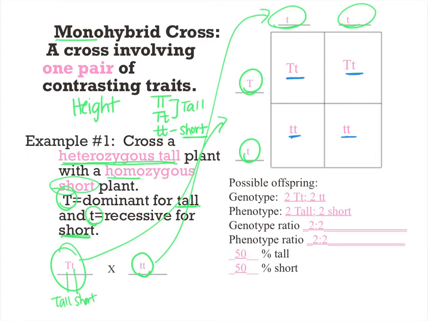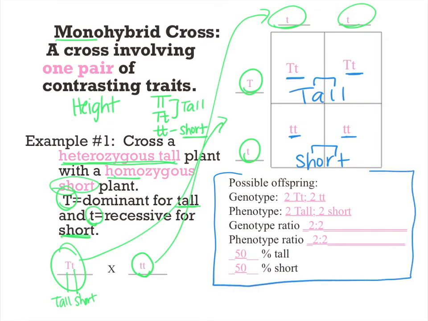So these 2 will both be tall. These 2 will be short. So I have my genotypes. A lot of the times you'll be asked to give this information here. Looking at the inside of the Punnett square, the possible offspring, I have 2 that are big T, little t, and 2 that are little t. Those are my genotypes because they're the alleles, the letters. My phenotypes is the physical appearance, so that is tall and short, and 2 of them will be tall and 2 of them will be short.